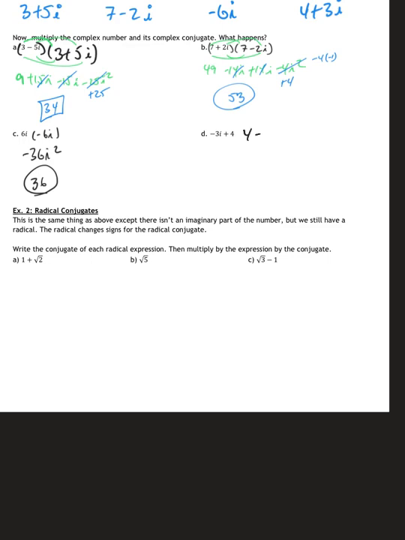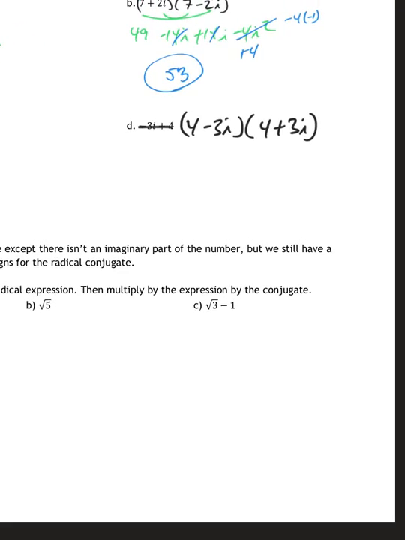Rewrite this, so 4 minus 3i. I'll cross that out now. I'm going to multiply it by the conjugate, so 4 plus 3i. So first, outside, inside, last. And you start to see something nice. That becomes a plus 9. You're changing the sign, so 16 plus 9 is 25.